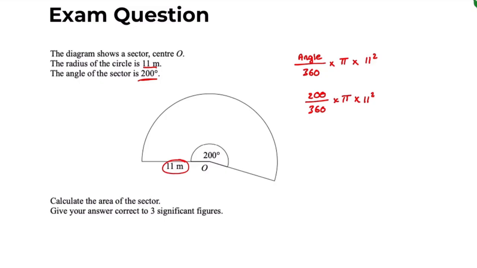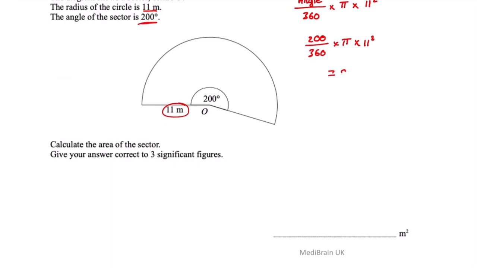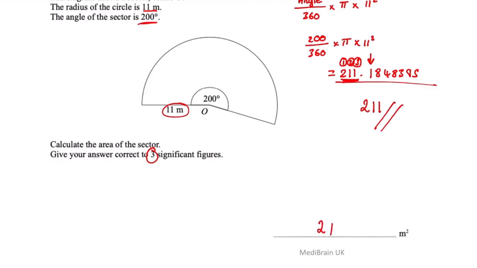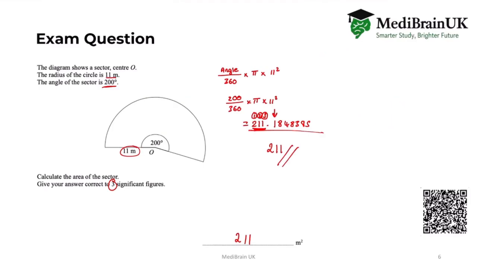And that's going to get you an answer of 211.1848395. And it does say to 3 significant figures. So your first significant figure, second, third. Your fourth significant figure, 1, rounds down. So this number is not going to change. So it's going to be 211 as your final answer. Okay, so 211 is your final answer there.